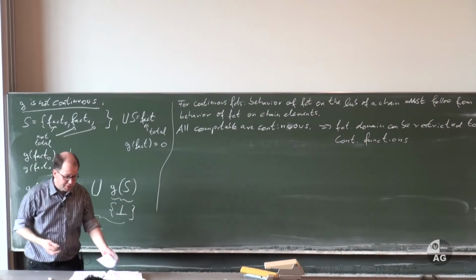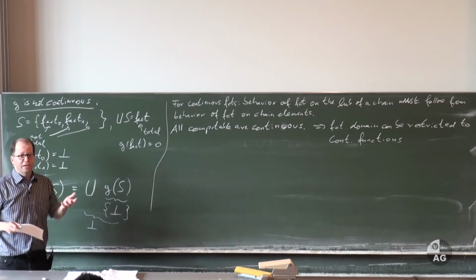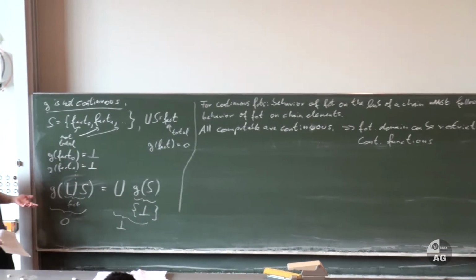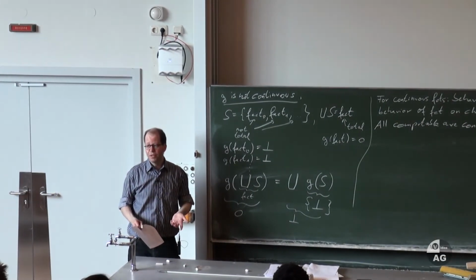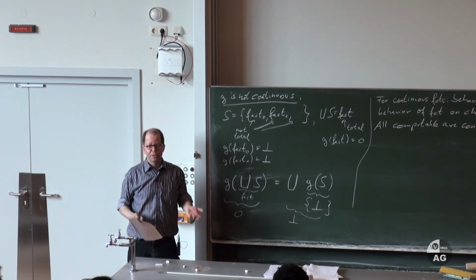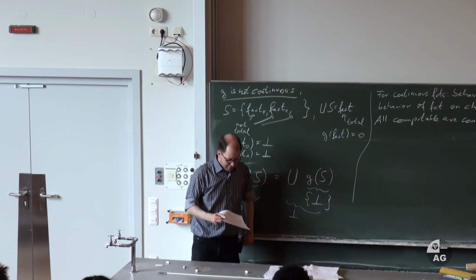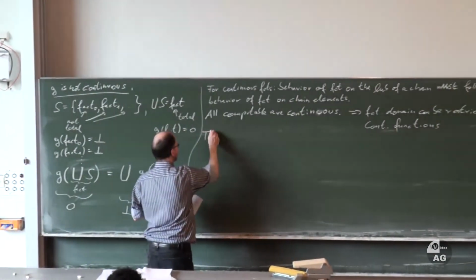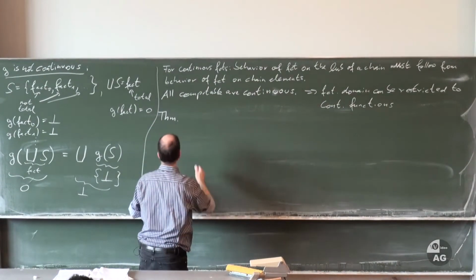So now we have two properties. We have monotonicity and we have continuity, and the question is, how do they relate to each other? So we have seen that monotonicity does not imply continuity because we have this counterexample, but maybe the converse is true. So maybe continuity implies monotonicity, and indeed this is true.